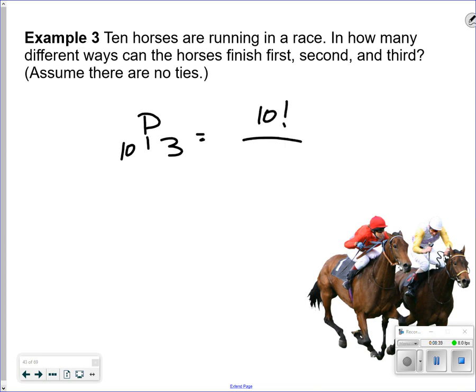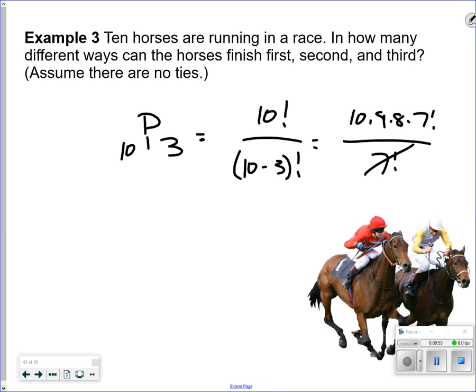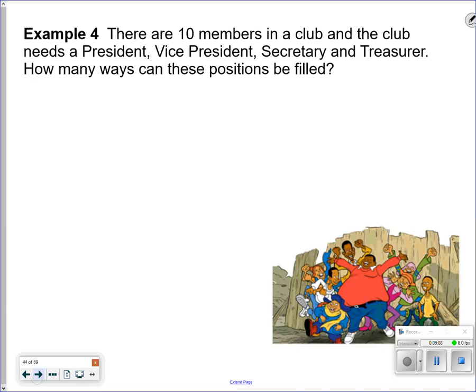So you can use a calculator here. I'm not going to in this particular one. So that's 10 factorial over 10 minus 3 factorial. 10 times 9 times 8 times 7 factorial, because I don't need to go any further. That's going to cancel, leaving you with just 10 times 9 times 8, which is 720 different ways that you can get 3 horses to finish first, second, and third.